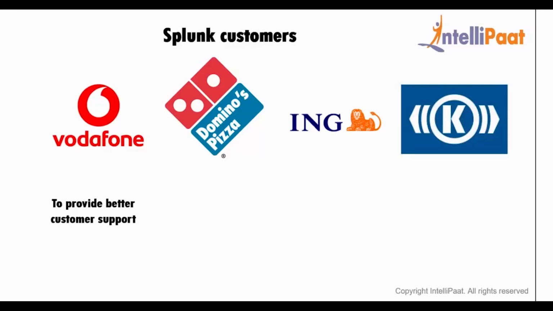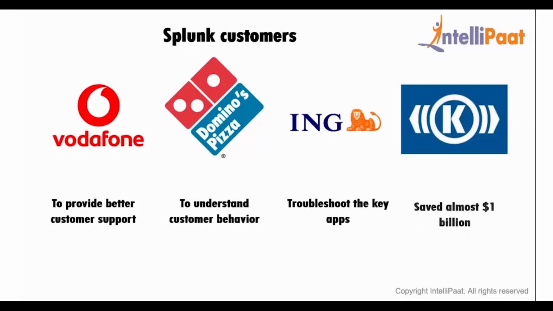Domino's has also opted for Splunk to understand the customer behavior. ING Bank is using Splunk to troubleshoot the key apps and get insights into customer behavior. New York Air Brake saved almost $1 billion in a month by implementing Splunk. Now let us move on to the use case and see how Splunk helps organizations to resolve their issues technically.